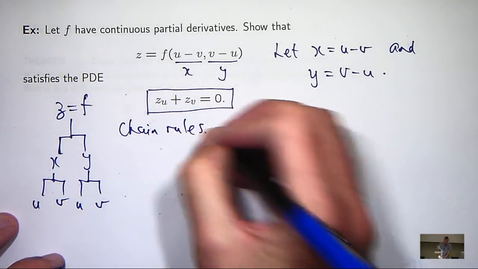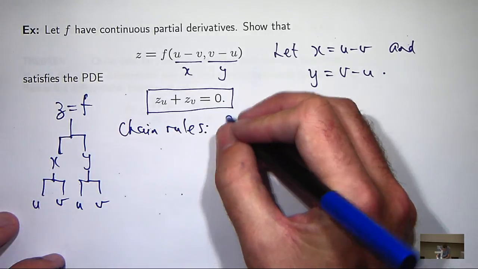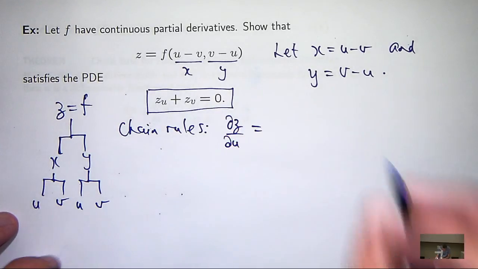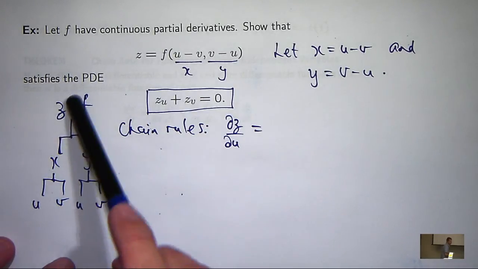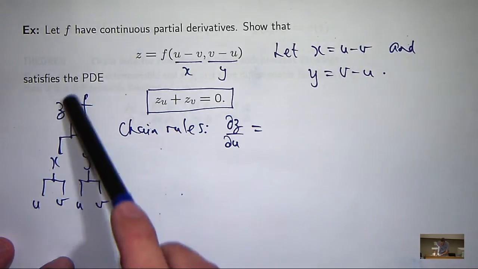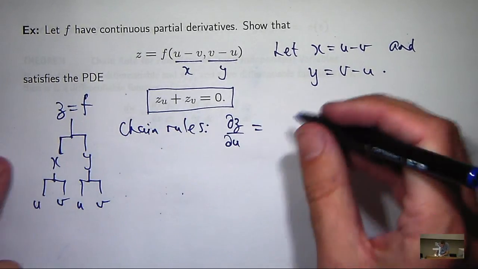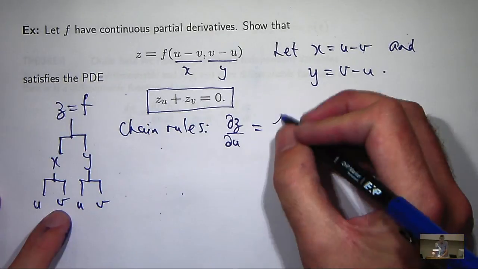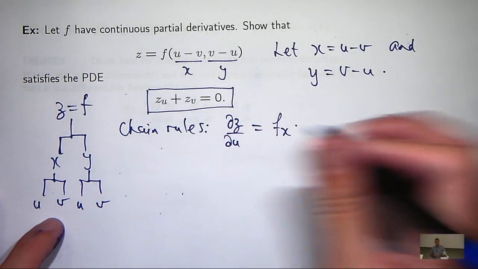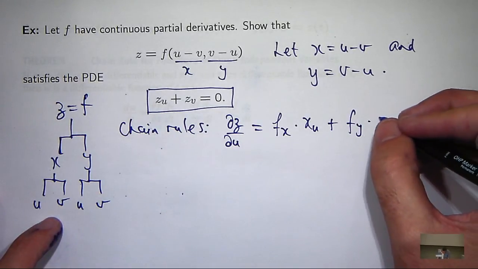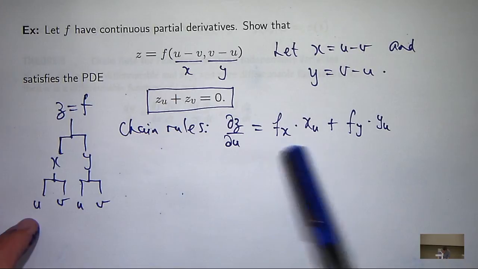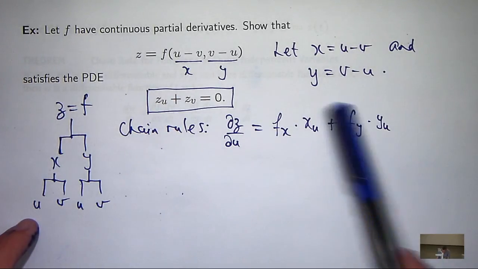So what I can do now is see if I can simplify this expression. Now I don't know what f is. That's the frustrating part. I don't know what f is, so I can't really differentiate it. But I do know what x and y are. So x sub u, what's that going to be? 1. Y sub u, dy du, is going to be minus 1. Okay, that's as far as I can take that, because I don't know what f is, so I can't differentiate it. Okay?